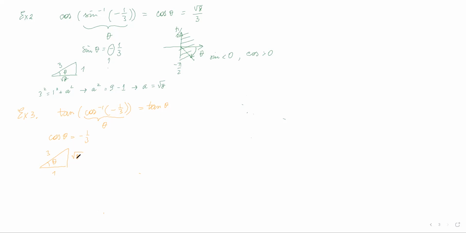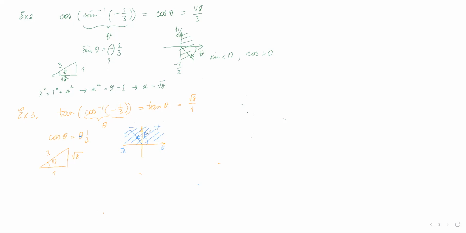Now we can find the tangent, and tangent is going to be the opposite side, which is the square root of 8, over 1. Now we need to talk about the minus. To talk about the minus, we are going to draw a coordinate plane again. We remember that cosine inverse is defined over here only. Cosine inverse can return values from 0 to pi and nothing else. What are the signs of cosine? Cosine is positive here and negative here. Because we have -1/3, it means that my angle theta is over here.